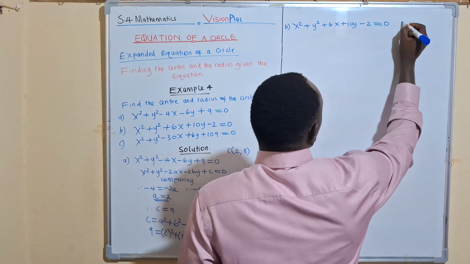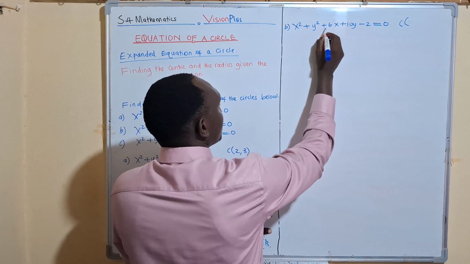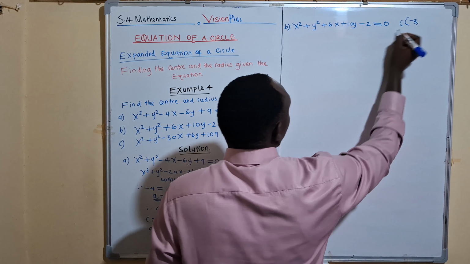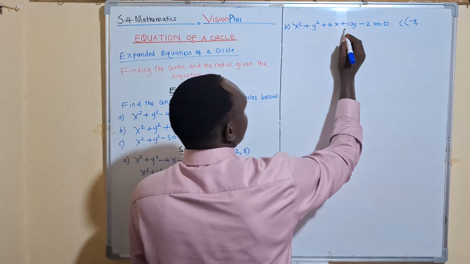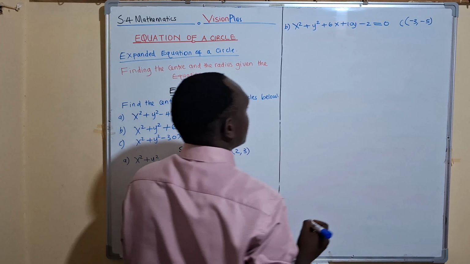Just by assessment, you can see that here the sign is positive, so we make it negative. Negative 6 divided by 2, negative 3. Here is positive, so we make it negative. Negative 10 divided by 2, negative 5. Those are the coordinates of the center.